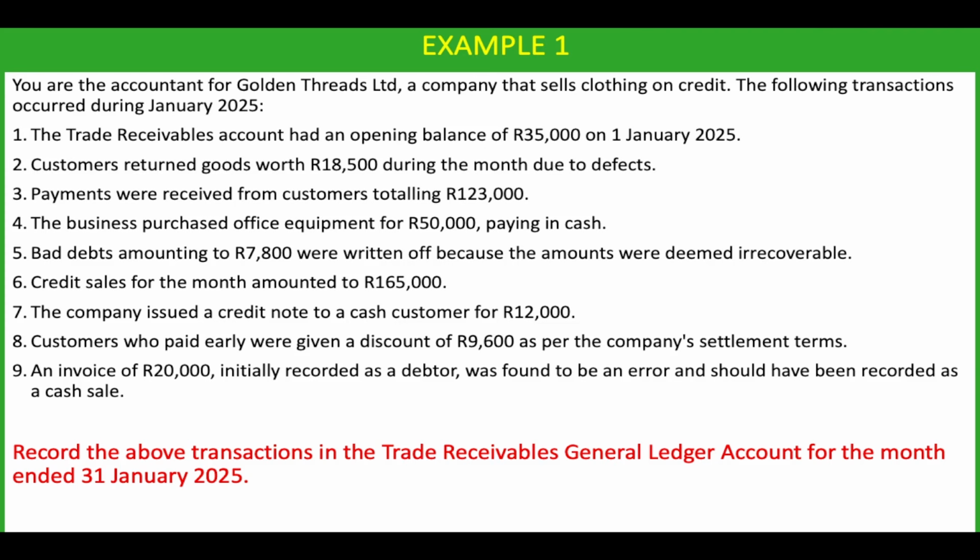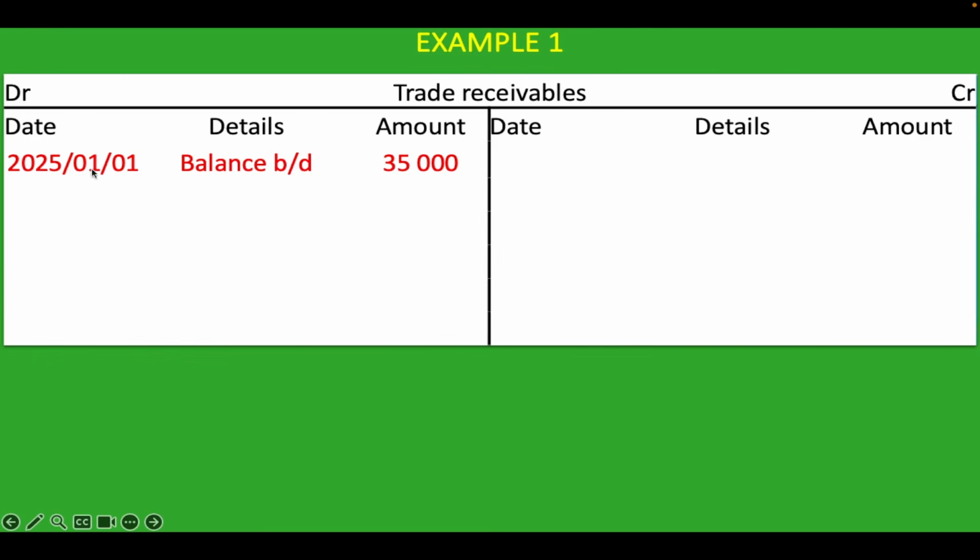Our assets increase on the debit side. So we're going to put our date, 1st of January 2025, and we put our amount as 35,000 Rand. And of course, what do we call our opening balance? Balance brought down. Whenever you have to put down your opening balance in your T account, you put it as balance brought down. So let's do just that. The 1st of January 2025, balance brought down 35,000 Rand.